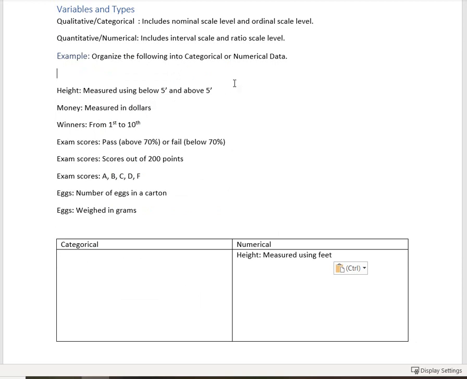What if we just measure somebody and we say that they're either below 5 feet or above 5 feet tall? Okay. Now, even though this is using numbers, what this is actually going to go into is qualitative or categorical data. The reason is because we're not using an interval scale or a ratio scale. What we're doing is that we're putting people into bins. You're either under 5 feet tall or you're over 5 feet tall. So this, even though it's using numbers, is going to be categorical.